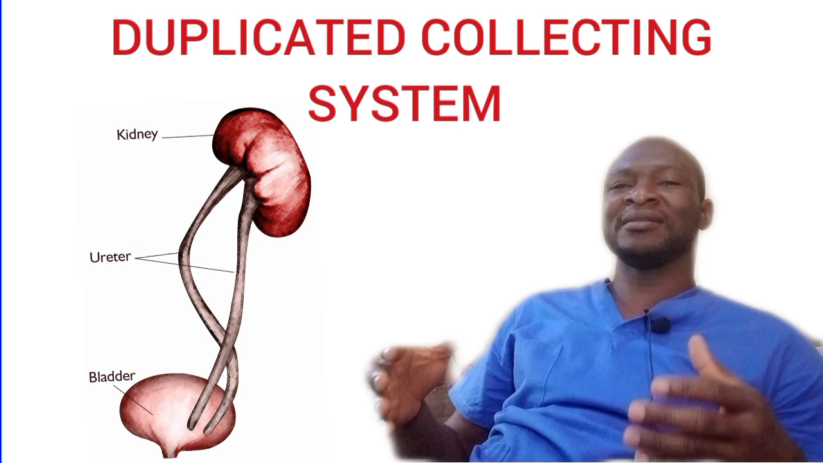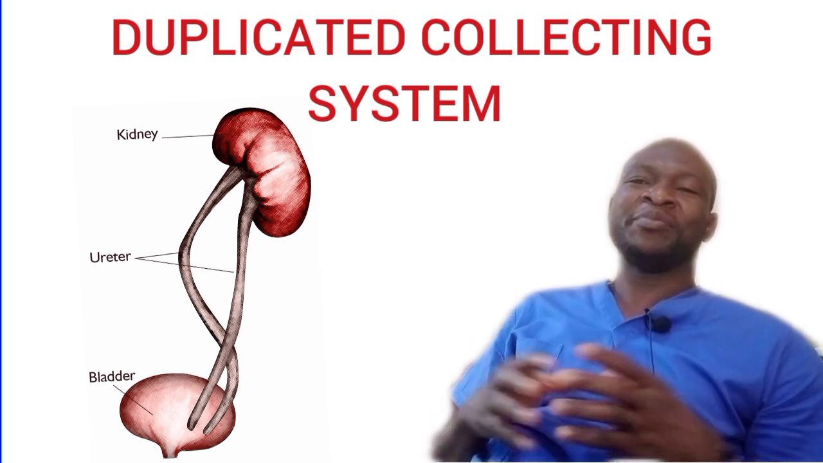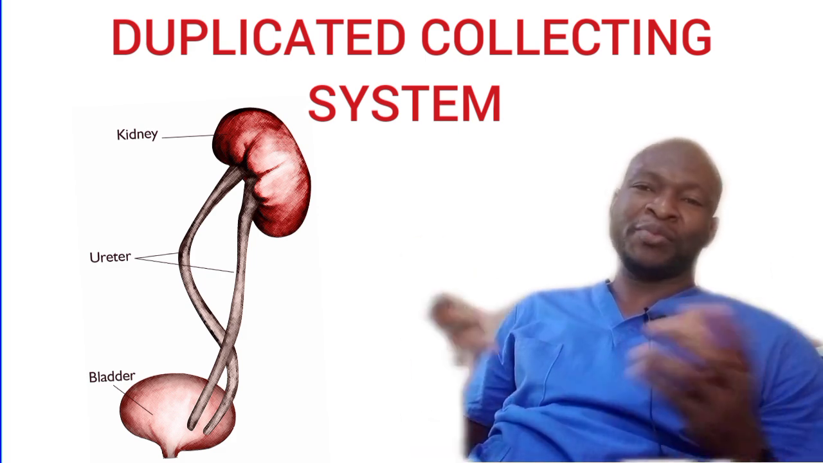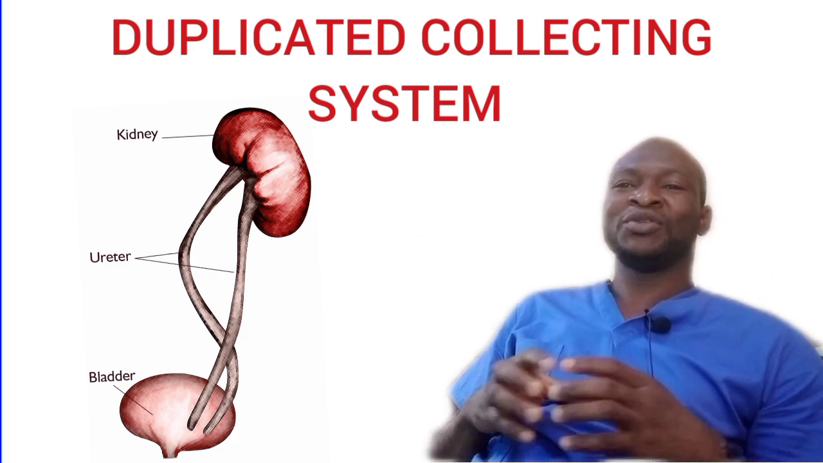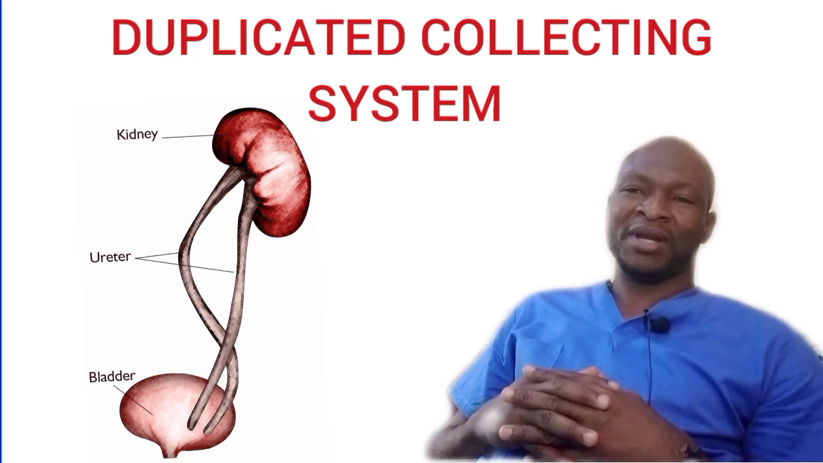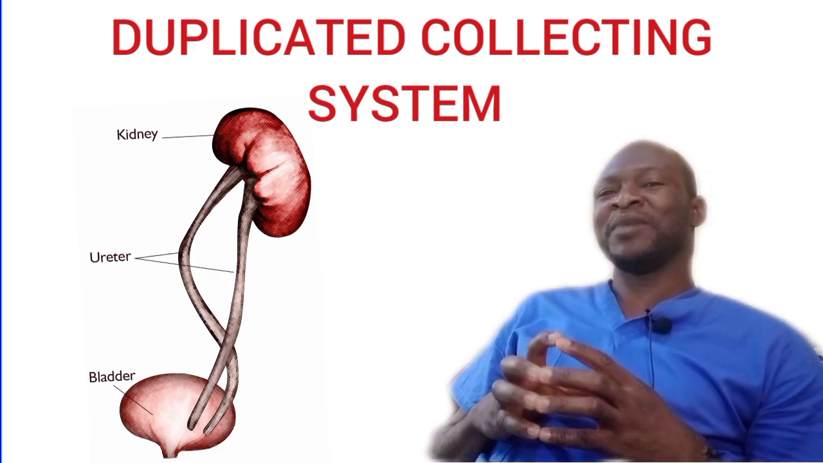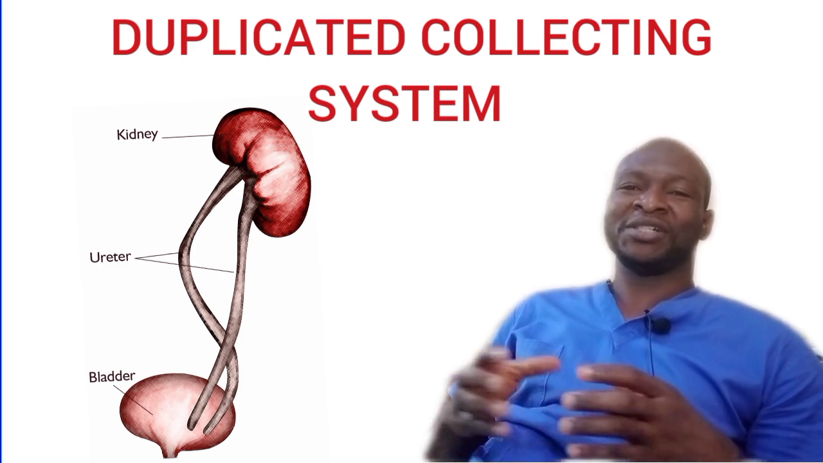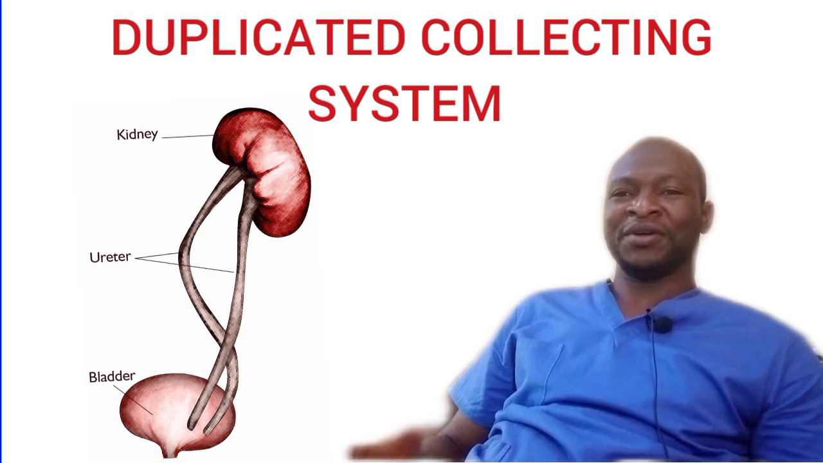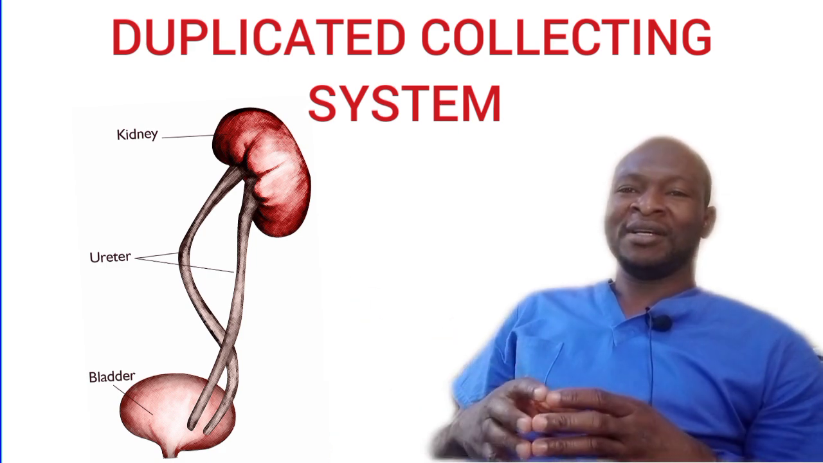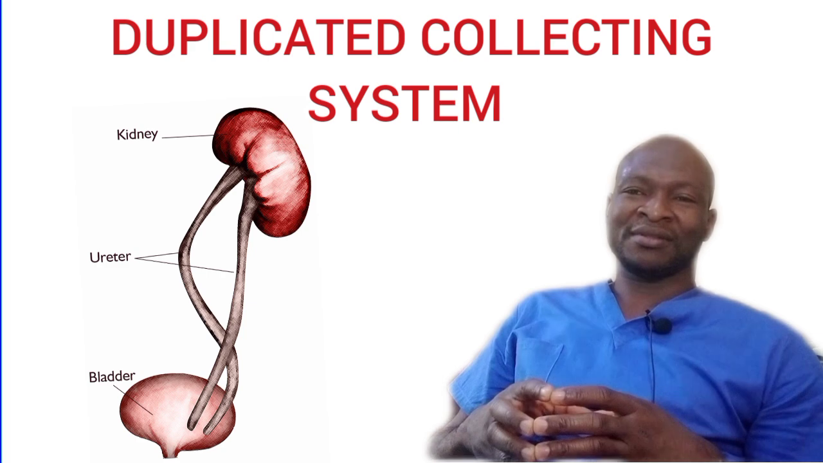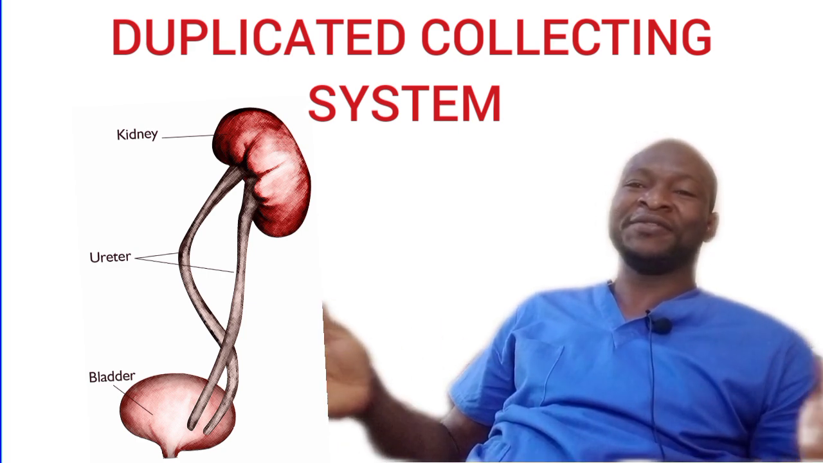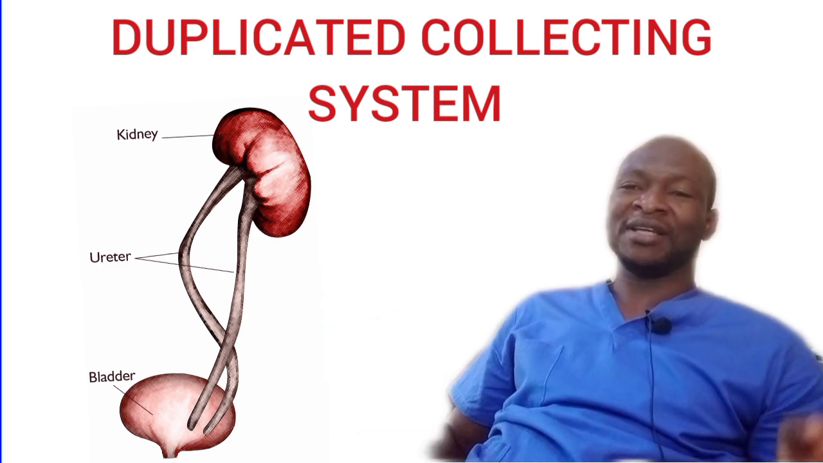Then the complete duplication consists of two renal pelvises and two ureters. The upper moiety, that is the upper portion of the ureter, will have an ectopic insertion into the bladder. 50% of this abnormal insertion is associated with an ectopic ureterocele with partial or total obstruction of the upper portion or moiety and obstructive hydronephrosis. The lower moiety is associated with vesico-ureteric reflux in the majority of the cases.